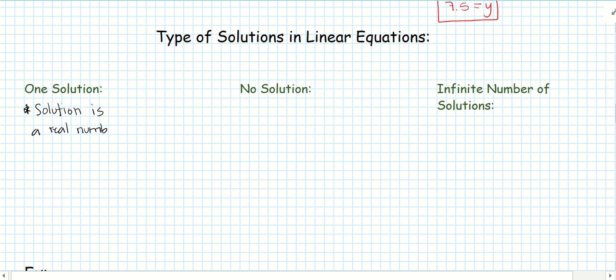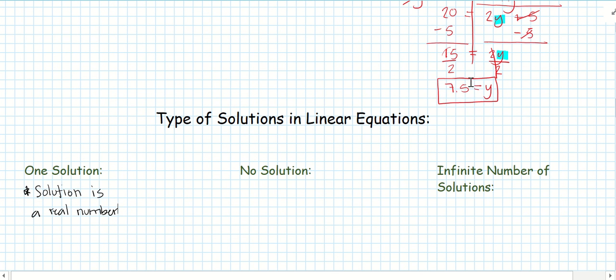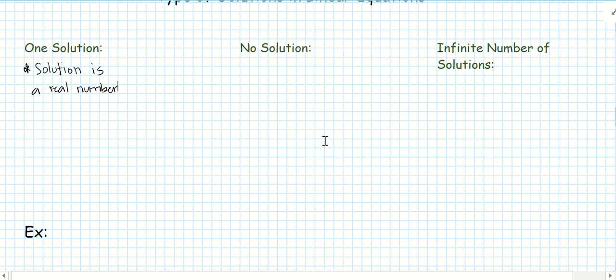And what I mean by that is that our solution is just going to be a number. For instance, here, y equals 7.5. That's one solution. It's a real number, right? The way that we got a equals 20 on the previous problem, that is one solution. 20 is a real number. So those are examples of equations that have one solution.